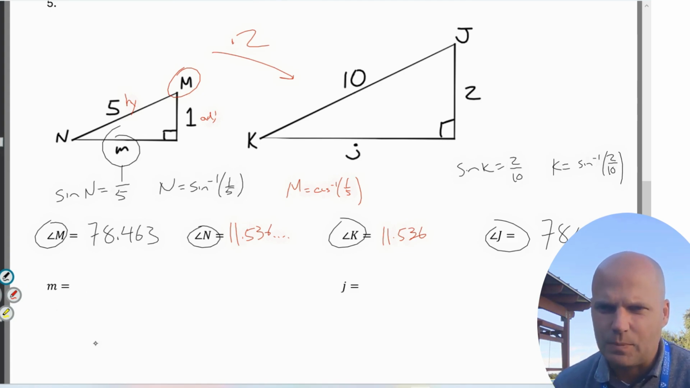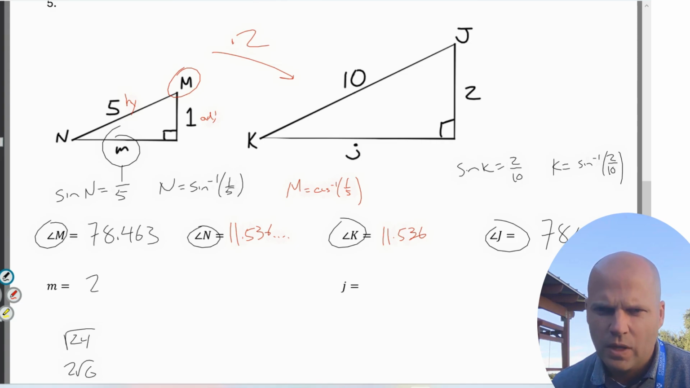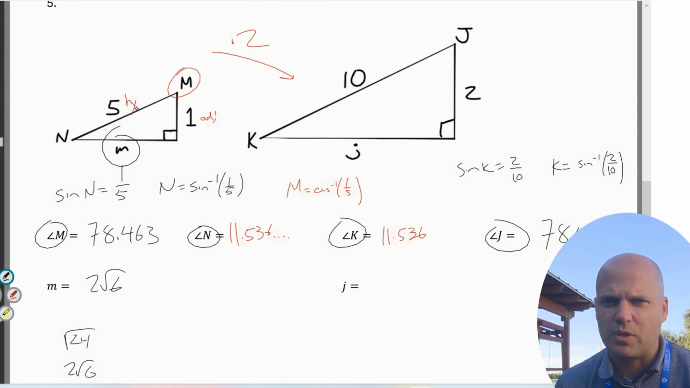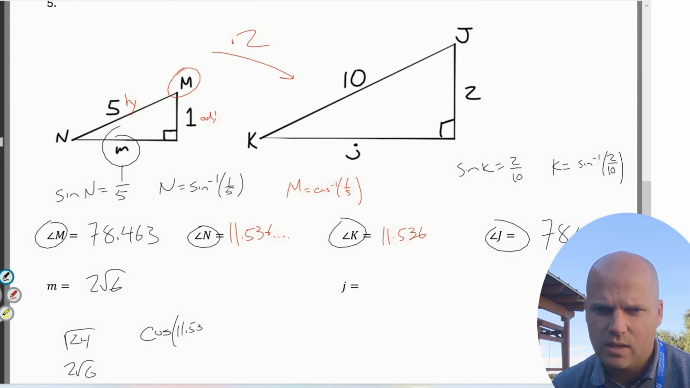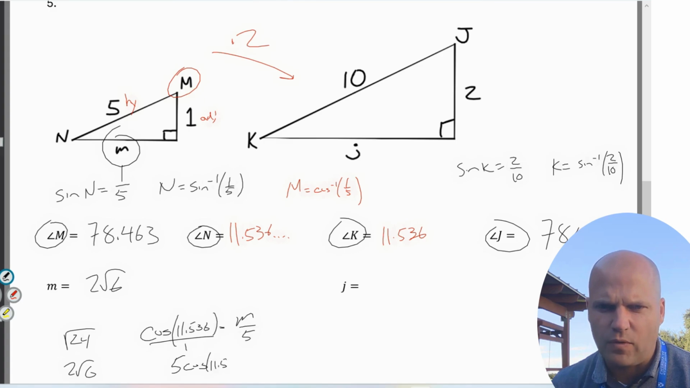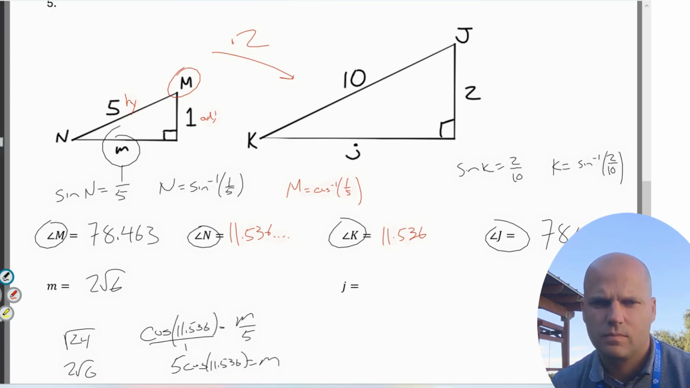How do you find M? It's up to you. You can do the square root of 24, which is root 4 root 6, which is 2 root 6. That's using the Pythagorean theorem, A squared plus B squared equals C squared. Or you could use the tangent of anything. Let's do cosine. Cosine of angle N equals M over 5. Cross multiply, divide: 5 cosine 11.536 equals M.